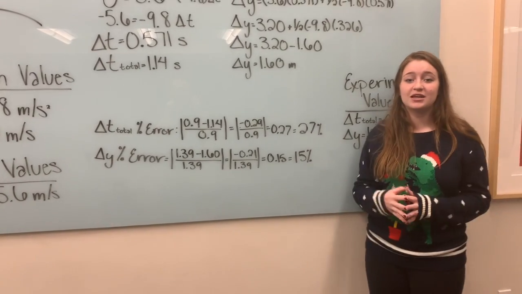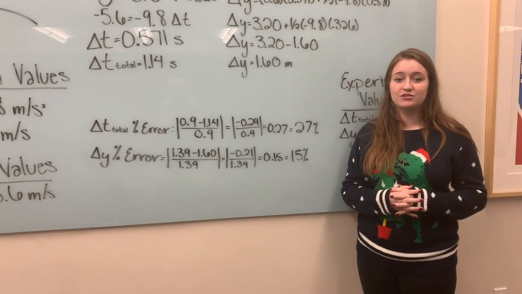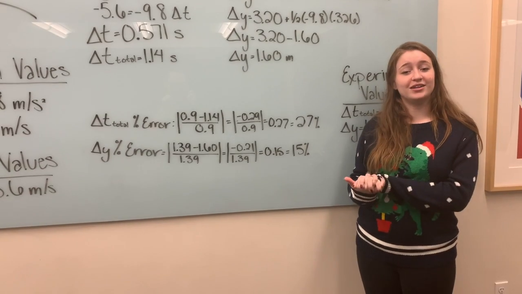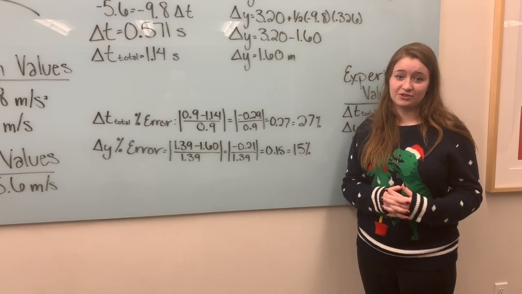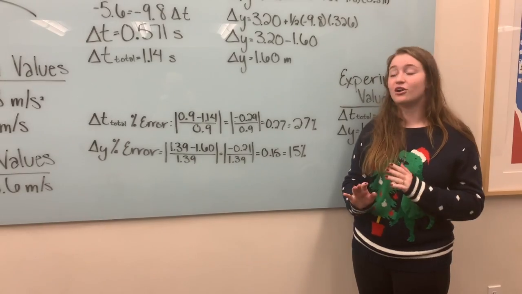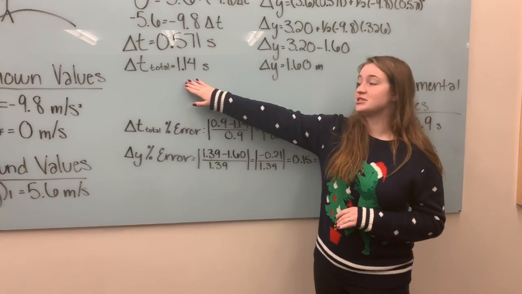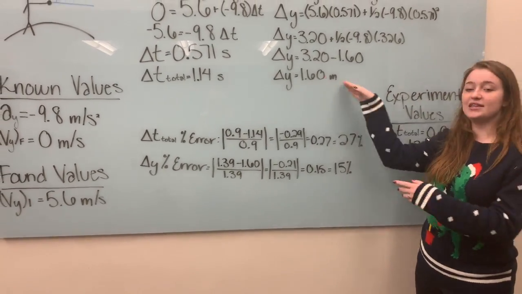This is because our y-intercept that we used for Vy initial was higher than any of our actual values. This then kind of skewed our time calculations, and because time is necessary to find displacement, that then affected this.